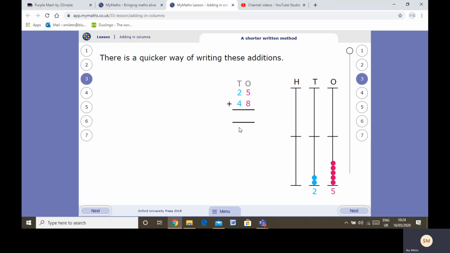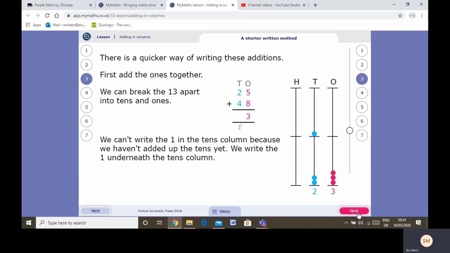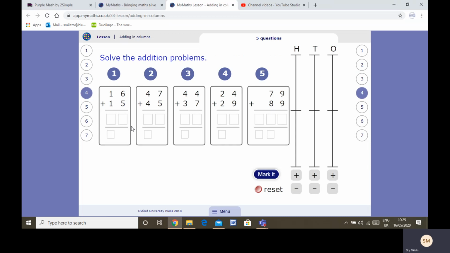So there is a quicker way of writing these additions. Now we're thinking about short addition. The 3 goes in the ones. We've added 10. So that 1 can go underneath or above, and then we add these together, just like we were doing yesterday. So let's have a go at writing them out this way.